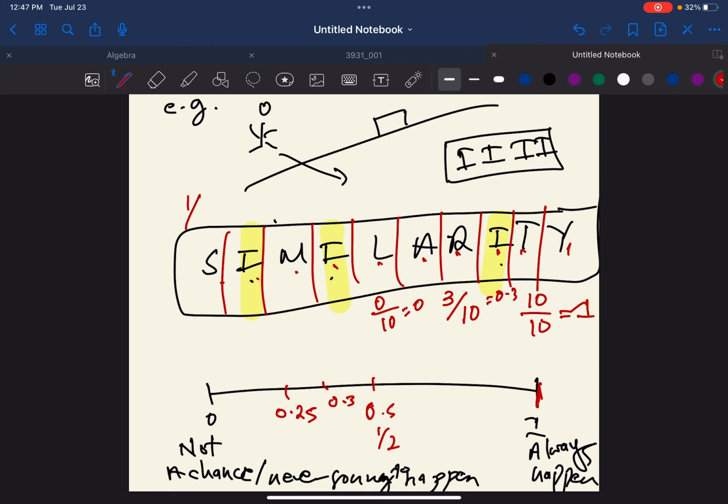For S, we'll just have 1 over 10, and M will have 1 over 10, and all of them will have 1 over 10 inside these different segments, right? And if you add them up, you will get 10 over 10, which is 1 whole. So I has more parts in this, you can call it a chocolate bar or this segment. So I has more shares. So it's most definitely likely that you will get I than the others.